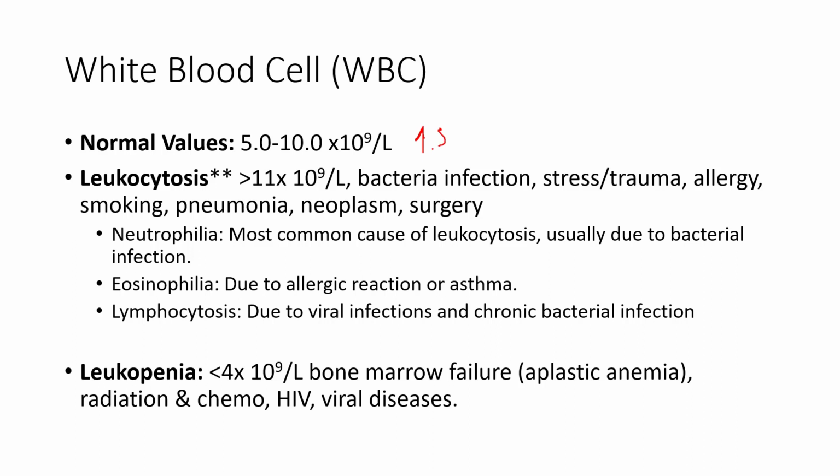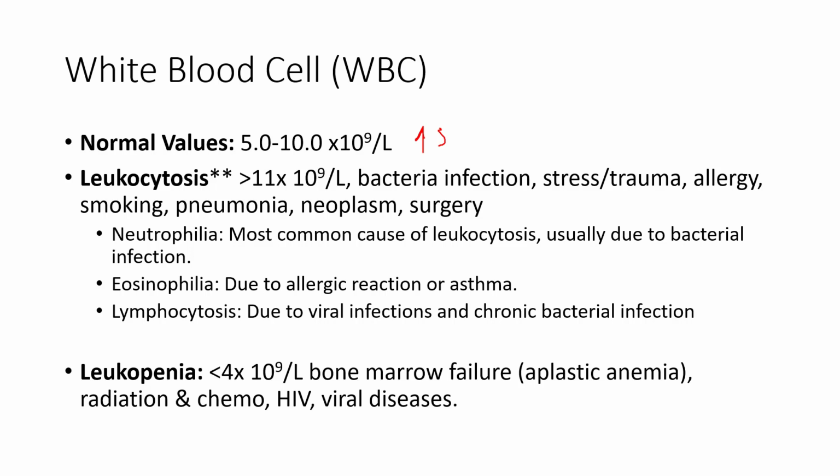That again will influence the value. So don't take white blood cells or any lab value by the number alone. Factor in other things. Leukopenia is a lower number of white blood cells. Leuko, white, penia, low. It can be due to bone marrow failure, because all these cells are produced in the bone marrow, as well as radiation, chemo, HIV, and other viral diseases.